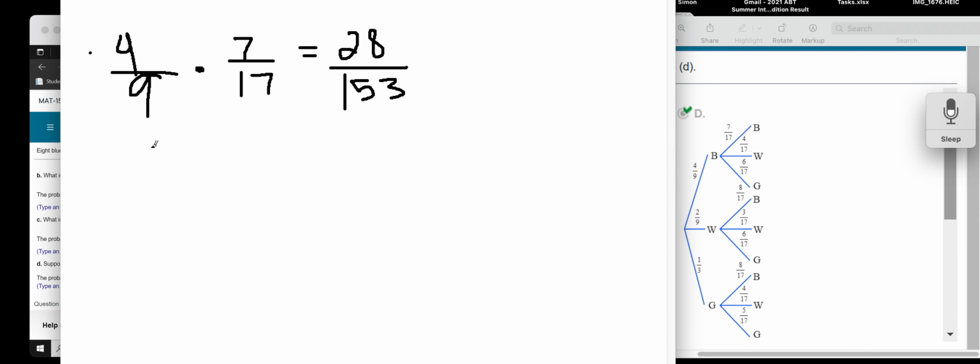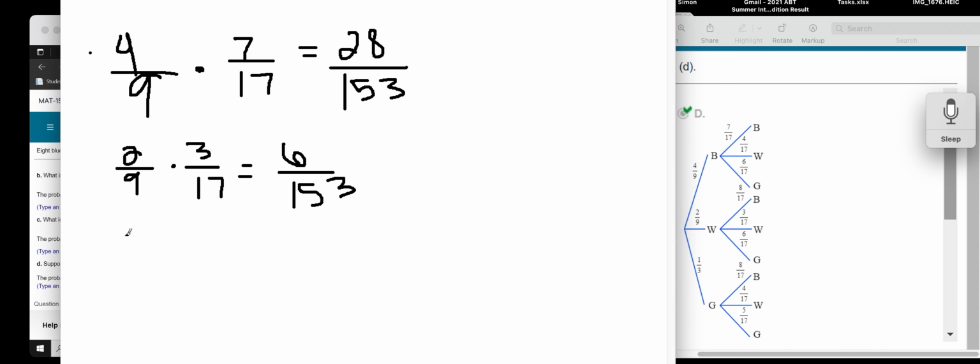Then I can do a white sock and a white sock, which is 2/9 times, let's see, 3/17. Notice they have the same denominator, so that's part of why I didn't want to mess with it. And then gray and gray would be 1/3 times 5/17.